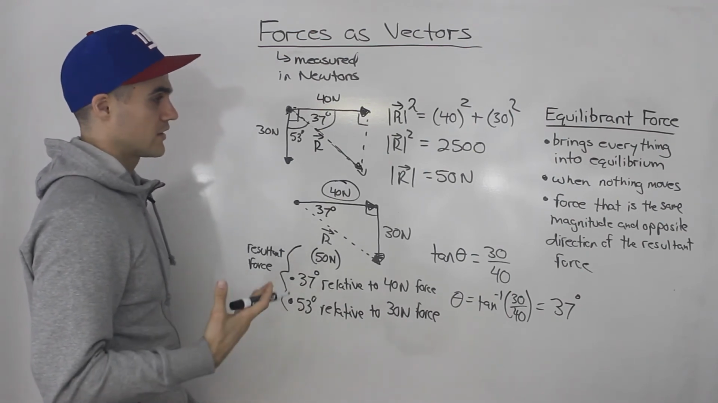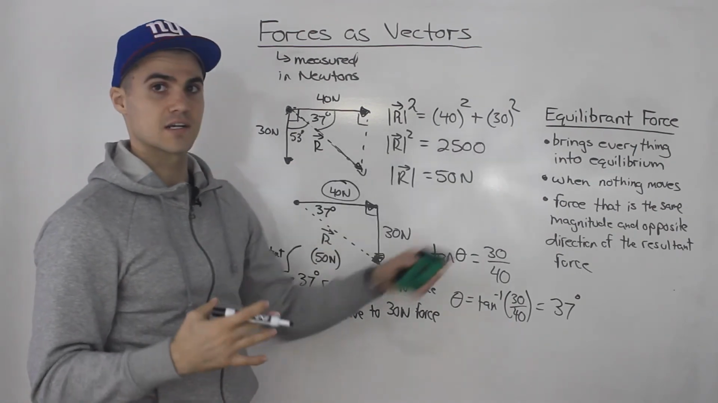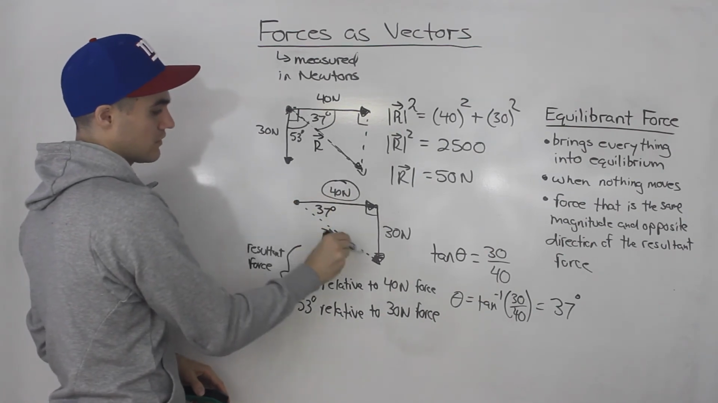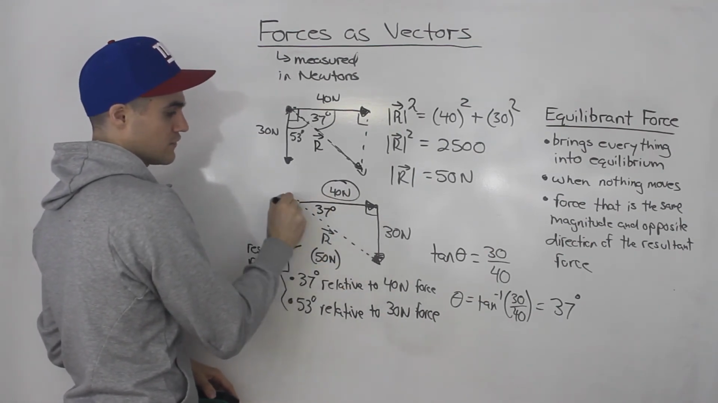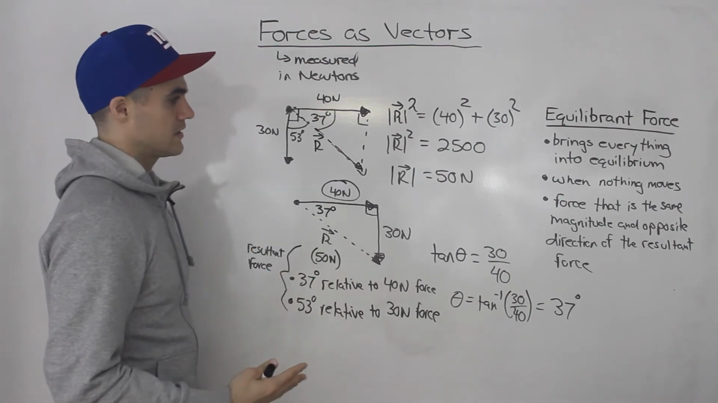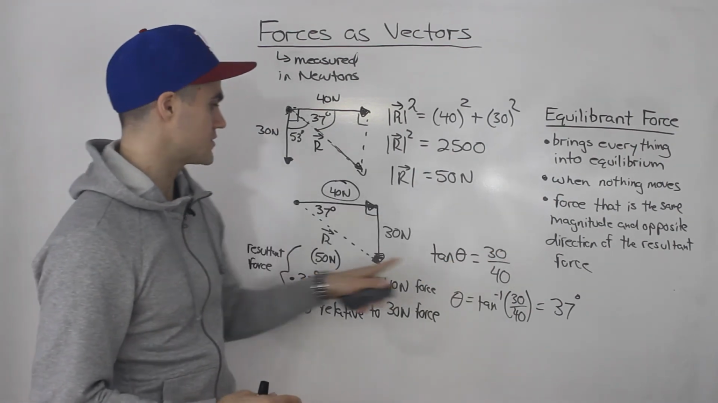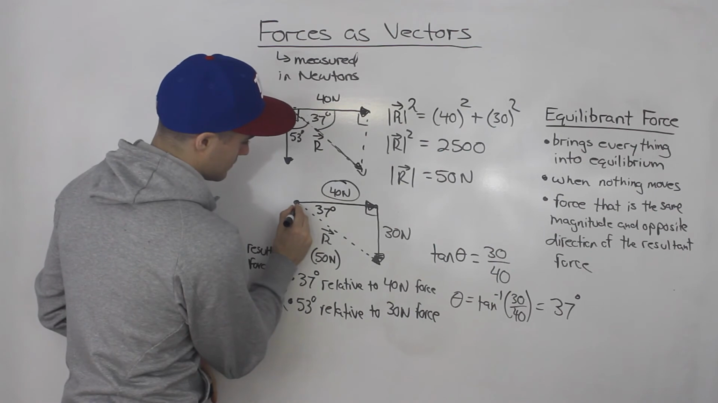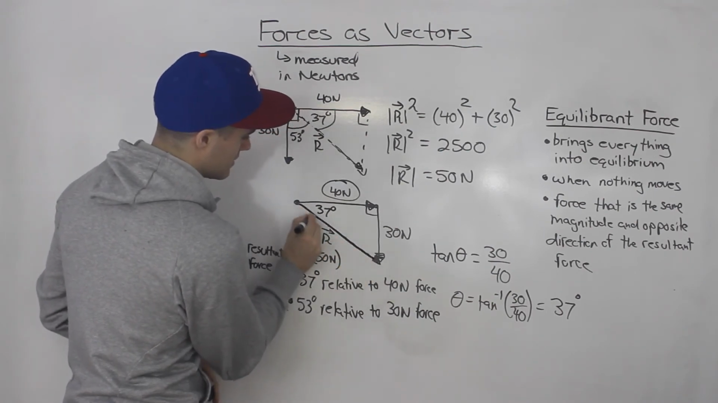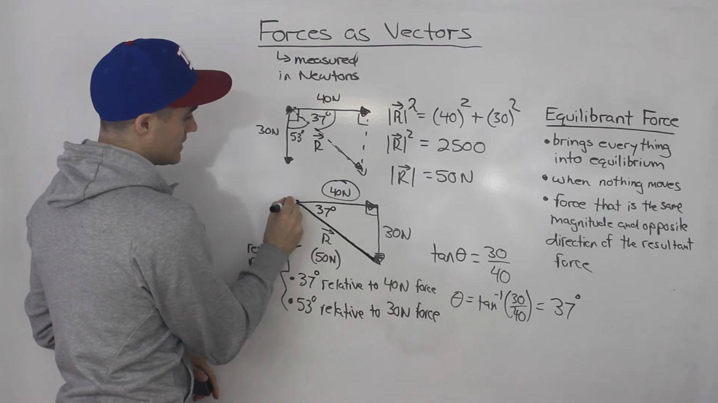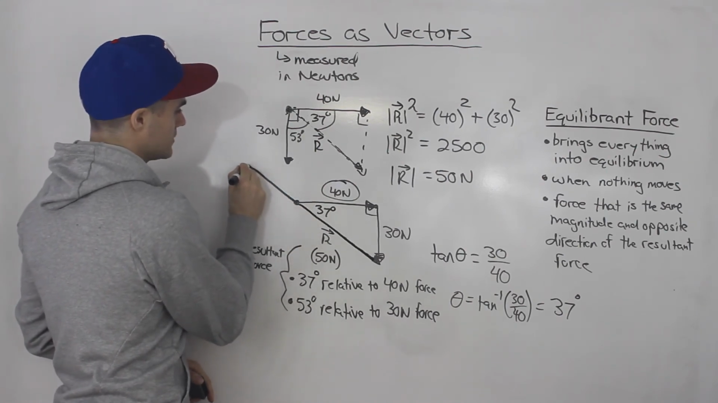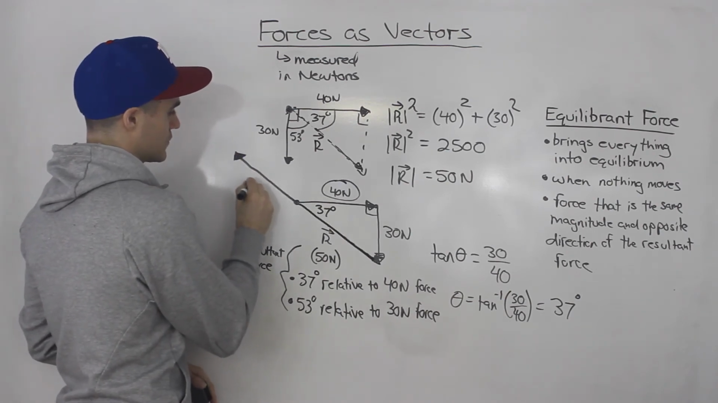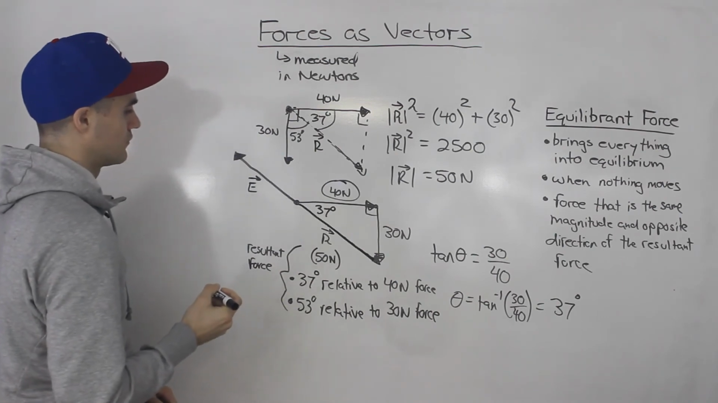Now, what's the equilibrium force going to be? What's the force that's going to bring everything into equilibrium where this object is not going to be moving? Because right now, it's moving 50 units in this direction. 50 newtons in this direction. Well, it's basically going to be the force that is the same magnitude as the resultant, but in the opposite direction. So this here is the resultant force. The equilibrium force, same magnitude, but in the opposite direction.